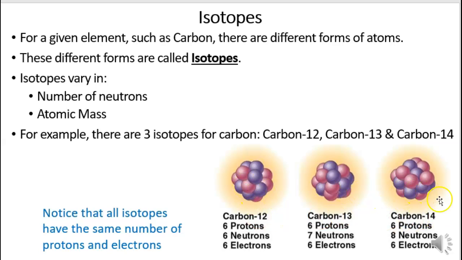They all 3 have an atomic number of 6. So that means they all have 6 protons. They all have 6 electrons to balance the positive and negative charges. What varies is the number of neutrons. So carbon-12 will have 6 neutrons. 6 protons plus 6 neutrons equals 12. Carbon-13 will have 7 neutrons because 6 protons plus 7 neutrons equals an atomic mass of 13. Carbon-14 will have 6 protons and 8 neutrons because 6 plus 8 is 14.